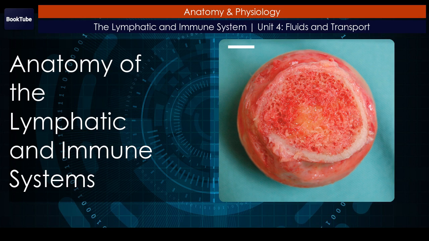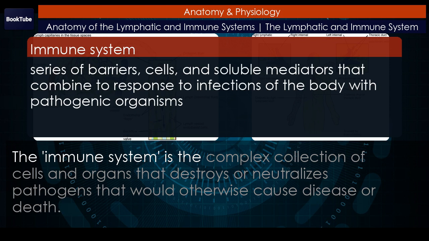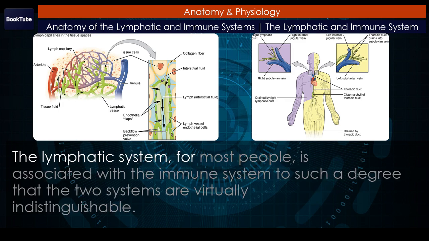Anatomy of the lymphatic and immune systems. The immune system is the complex collection of cells and organs that destroys or neutralizes pathogens that would otherwise cause disease or death. The lymphatic system, for most people, is associated with the immune system to such a degree that the two systems are virtually indistinguishable.